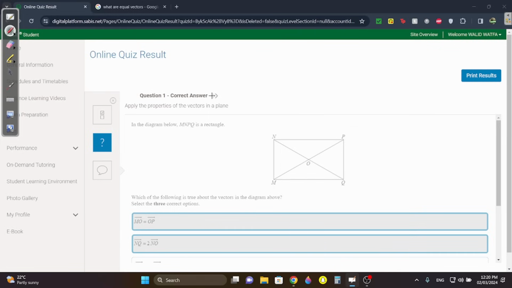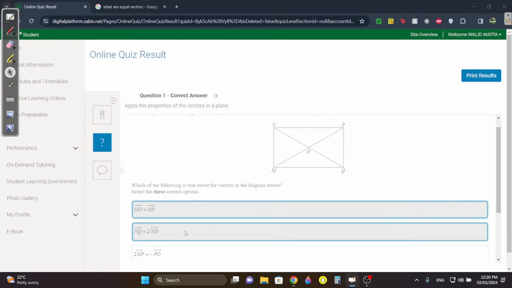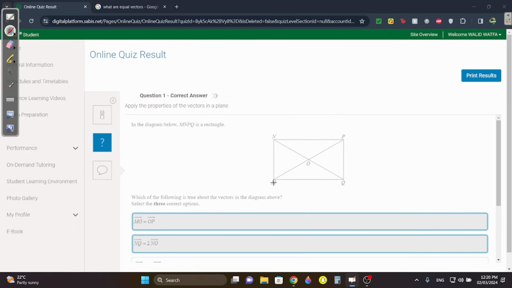NQ equals 2NO. NQ is this. Let's draw NO like this. Obviously 2 of this NO is equal to NQ. What else? 2MP equals minus PO. MP is this, so 2MP would be all the way. This is equal to minus PO.